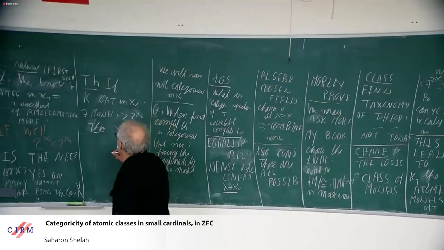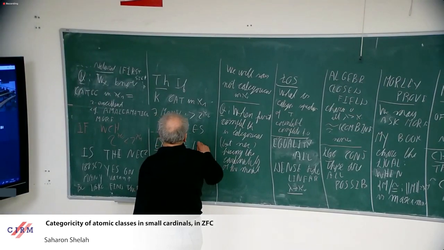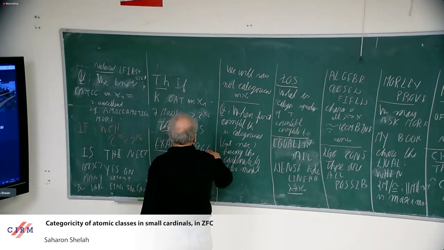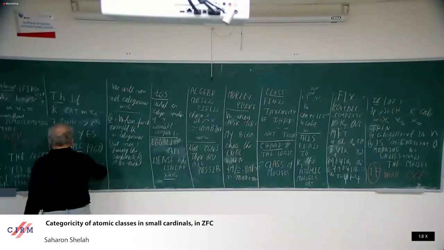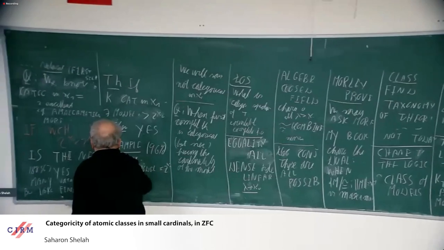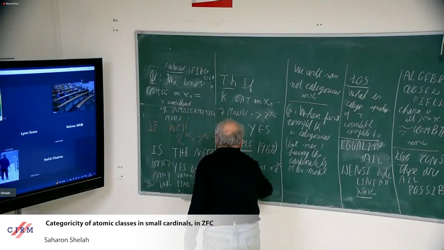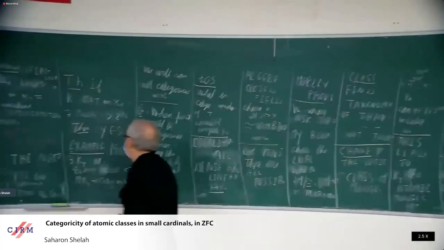However, for example, there is a KP such that every model, Martin's axiom for lambda implies categorical in lambda. Is the example clear?